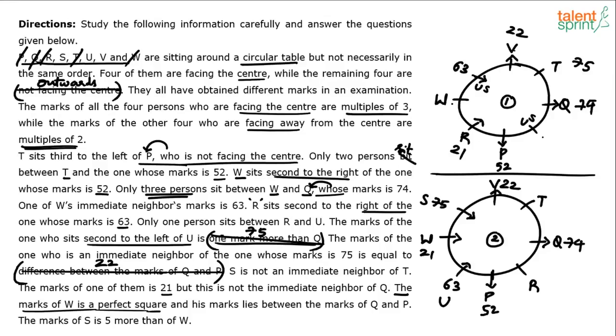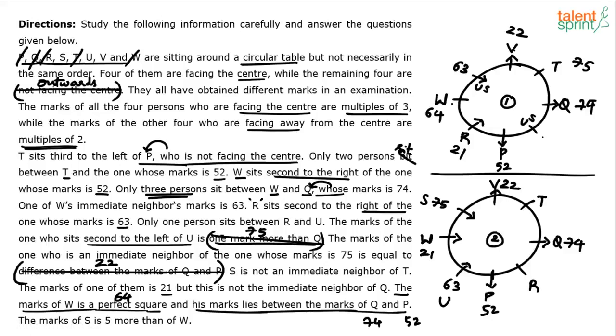Now go to the next point. The marks of W is a perfect square and his marks lie between the marks of Q and P. Q has scored 74. P has scored 52. What is the perfect square between 52 and 74? 64 is the only perfect square. So between 74 and 52, the only perfect square is 64, which means W has scored 64 marks.